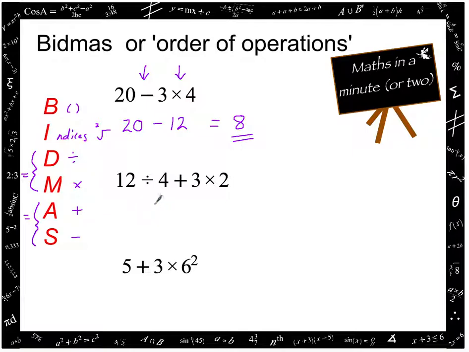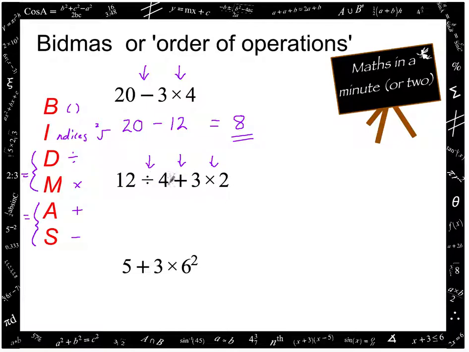This time we've got 3 operations. We've got a divide, an add and a multiply. So the divide and the multiply are equal strength, but we do them in order from left to right, but the addition must come last.